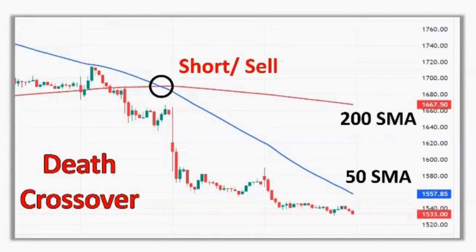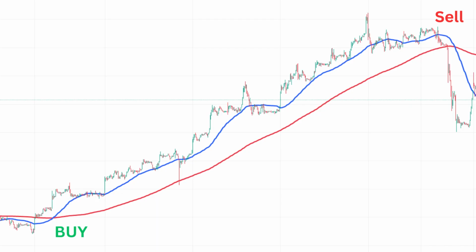That's where you protect your capital, or the profit you have previously made in the market, from huge loss. This whole strategy goes like this: you buy on the golden crossover and then you patiently wait in the market while you are making profit. Whenever the death crossover happens, you sell your position and book the profit. That's exactly how this crossover strategy is done.